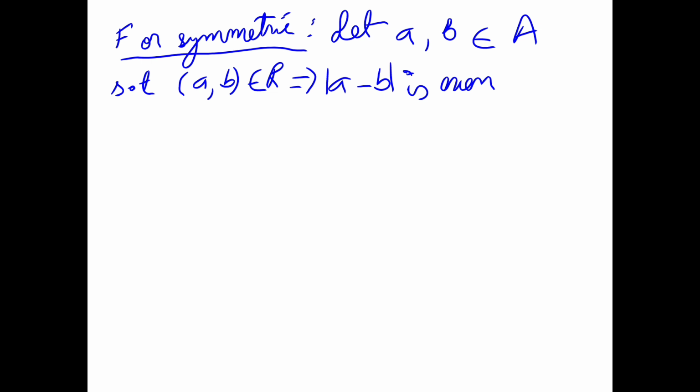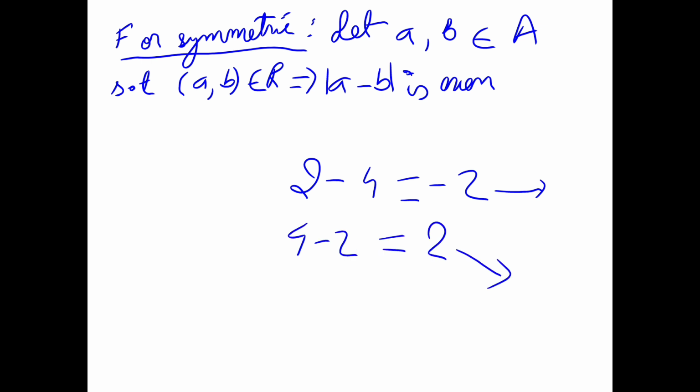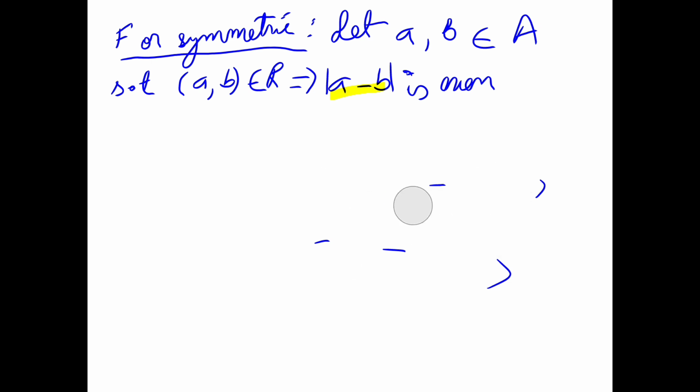Common sense: for example, 2 minus 4 is minus 2, which is even, and 4 minus 2 is 2, which is also even. So A minus B is even, and conversely B minus A is also even. This implies the difference of B and A is even.